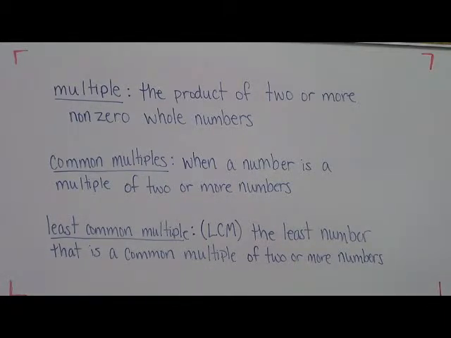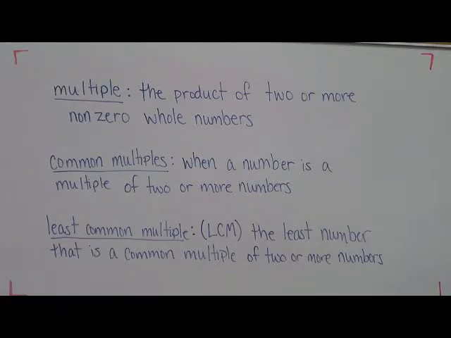Common multiples then are multiples when a number is a multiple of two or more numbers. Well, 15 is both a multiple of 5 and of 3. Then the least common multiple is the least number that is a common multiple of two or more numbers.